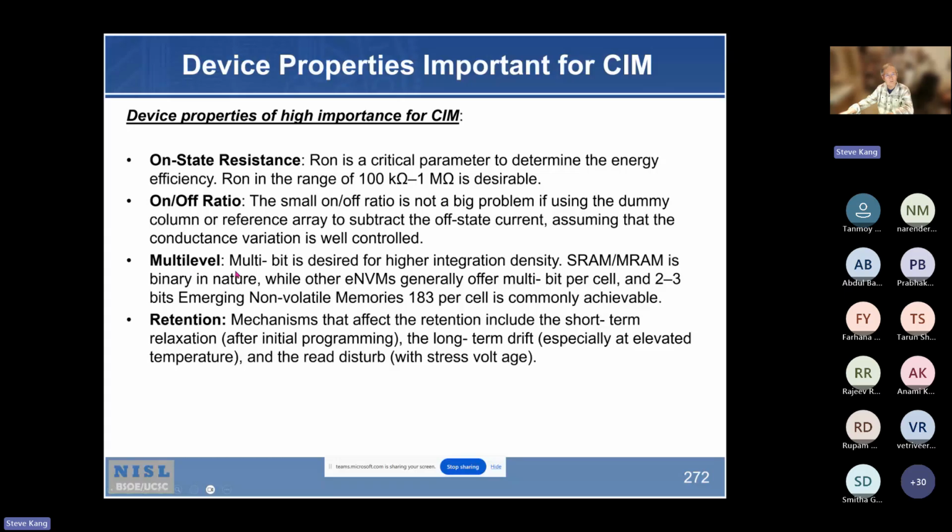Multi-level, if you have more than 2 levels, multi-bit is desired for higher integration density. SRAM and MRAM are binary in nature, while other embedded non-volatile memories generally offer multi-bit per cell, 2 or 3 bits. Emerging non-volatile memory offers 183 per cell, or even, research-wise, 1,000 per cell is achieved. Mechanisms that affect retention include short-term relaxation after initial programming, the long-term drift, and so on. That can cause some noise in the read process.